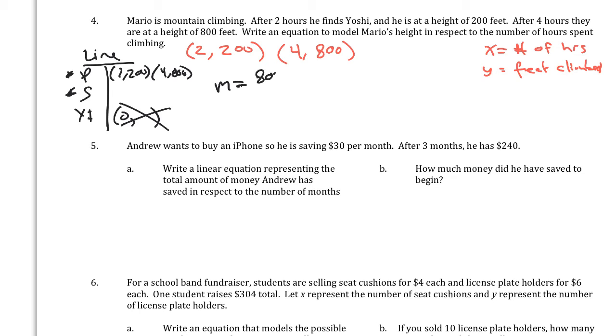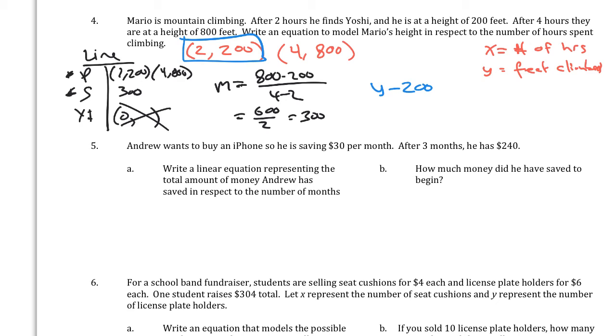y2 minus y1, 800 minus 200, over x2 minus x1, 4 minus 2, would be 600 over 2, which is 300. So now my slope is 300. All right, I have a slope and I have points, so I could write this equation using either of those points. So I would write y minus y1. Let's do the first point, (2, 200). So y minus 200, using this point, equals m, 300, times x minus x1, which is 2. Right, and we can leave it here. That's our point-slope form equation.